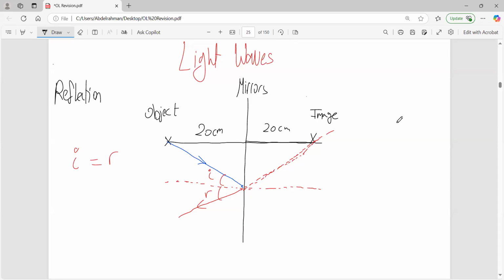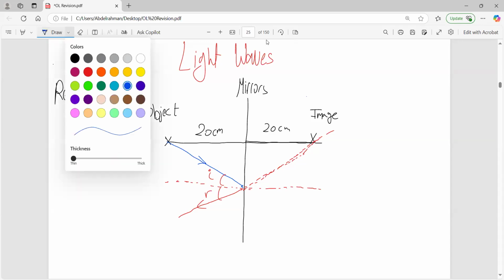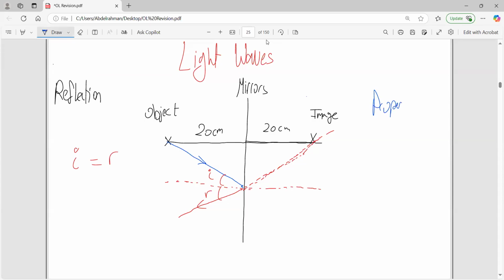We have several properties for this image. Let's write them down. Images in a mirror always have the same size, they are always at the same distance, and they are always upright.